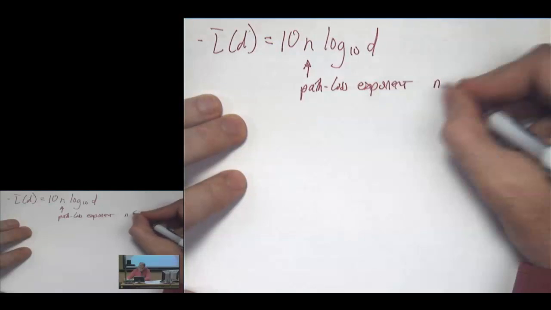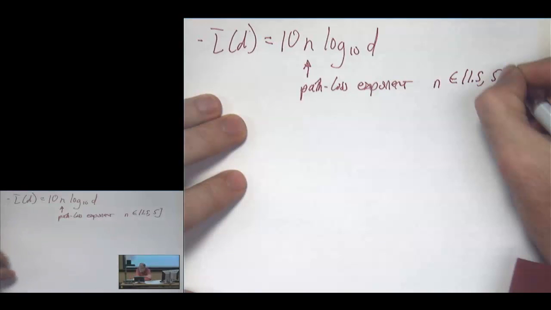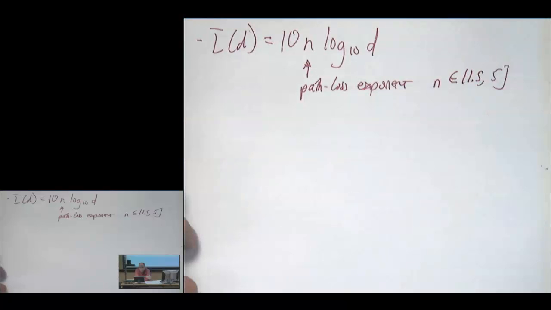Most of the systems that we look at, that n will be somewhere between 1.5 and 5. Typical urban area, it would be 4, 4.5, maybe 3.5. In a very peculiar area, like in downtown Manhattan, it can be less than 2 because you have a waveguide effect. And in some places, it can be as high as 5. So this path loss exponent is a quantity that you would be given, and that would be derived from measurements.